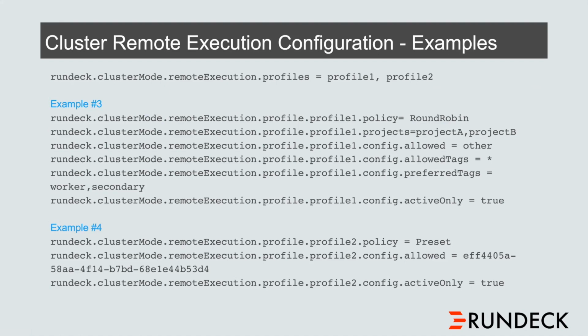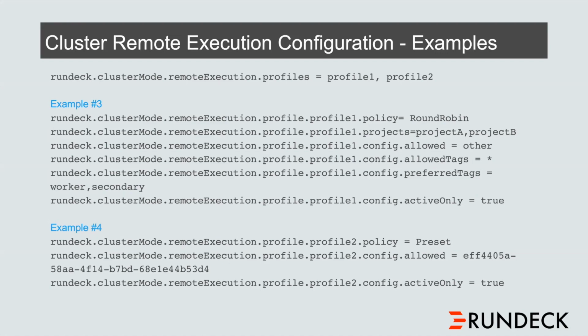And all of the configuration settings have either profile 1 or profile 2 in the config name. So example 1, aka example 3, aka profile 1, has a round robin policy and has specific projects. So it's only going to be triggered for jobs that are running in either project A or project B. If that is true, we have some allowed tags and we also have allowed.